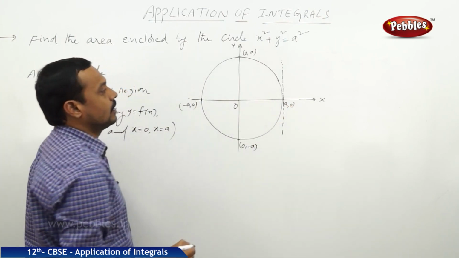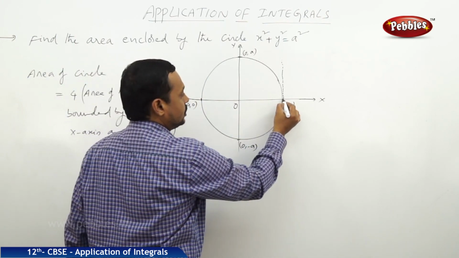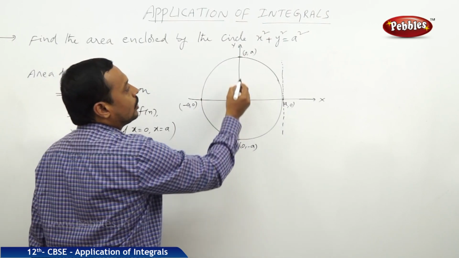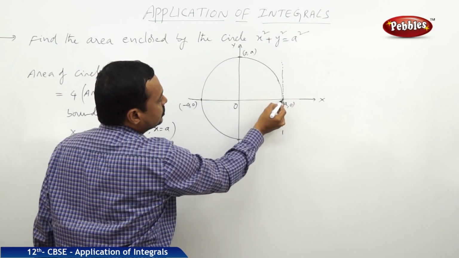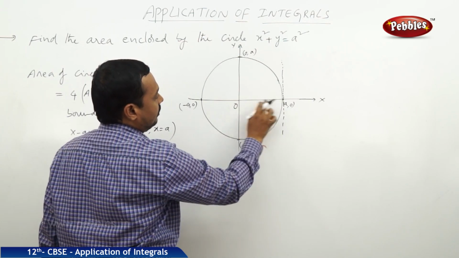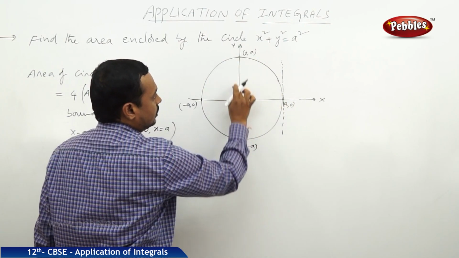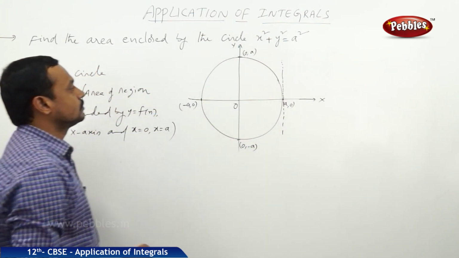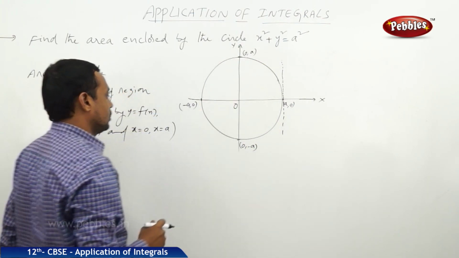Now this is the line. Actually, it is a tangent to the circle also. Now, the area enclosed between these two lines, x is equal to 0 and x is equal to a with the x-axis, is this part. Now this is the portion. Now we are going to find area of that portion.